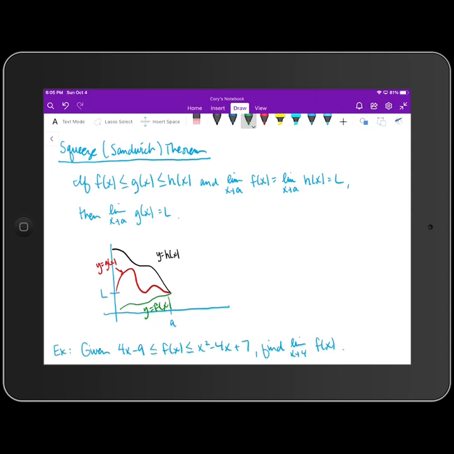And again, I had to fix my drawing because I labeled the functions wrong. Okay, but they're correct now.